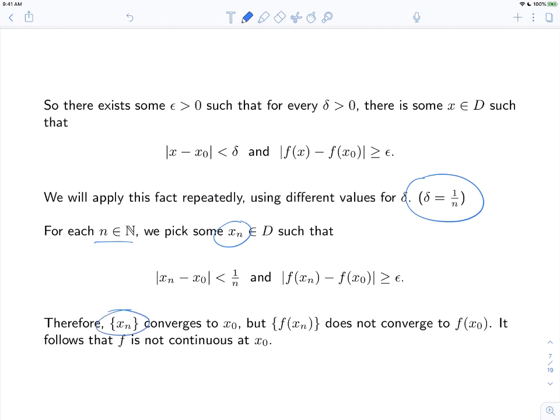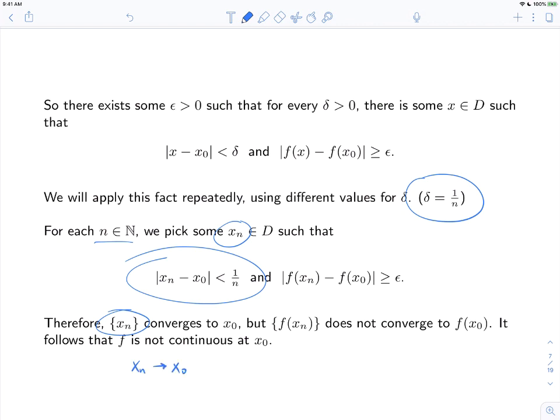Well, it constructs a sequence xn. For each n we have an xn, and it always satisfies this condition: |xn − x0| < 1/n. As n goes to infinity, 1/n goes to 0. So that means that the distance between xn and x0 is going to 0. In other words, xn is converging to x0.